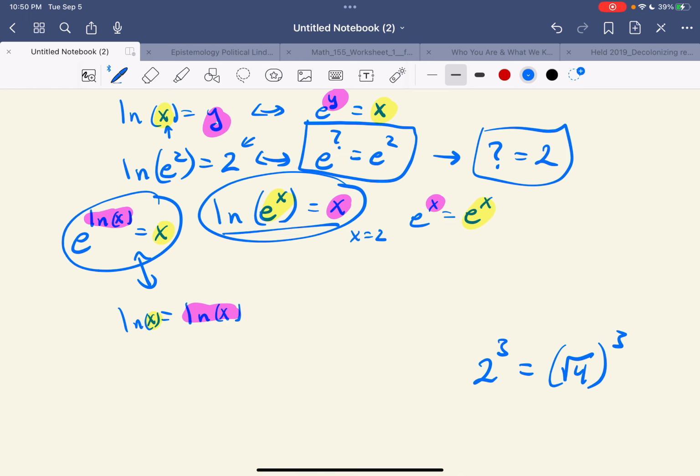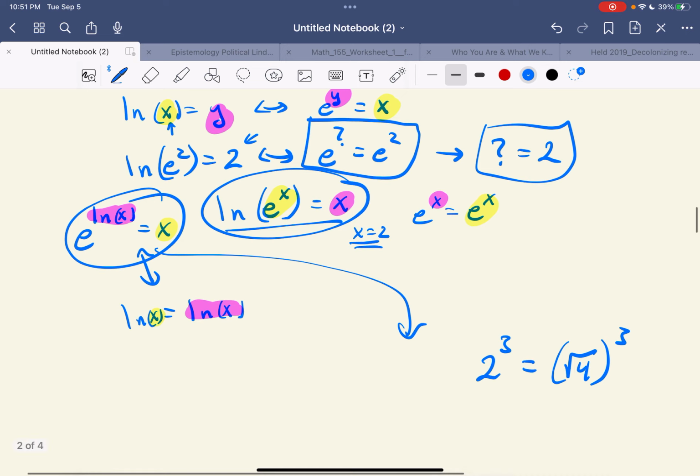Okay, this fact. Let's use it right here. So I'm going to take the number 2, x equals 2, and I'm going to write it as e to the ln of 2.